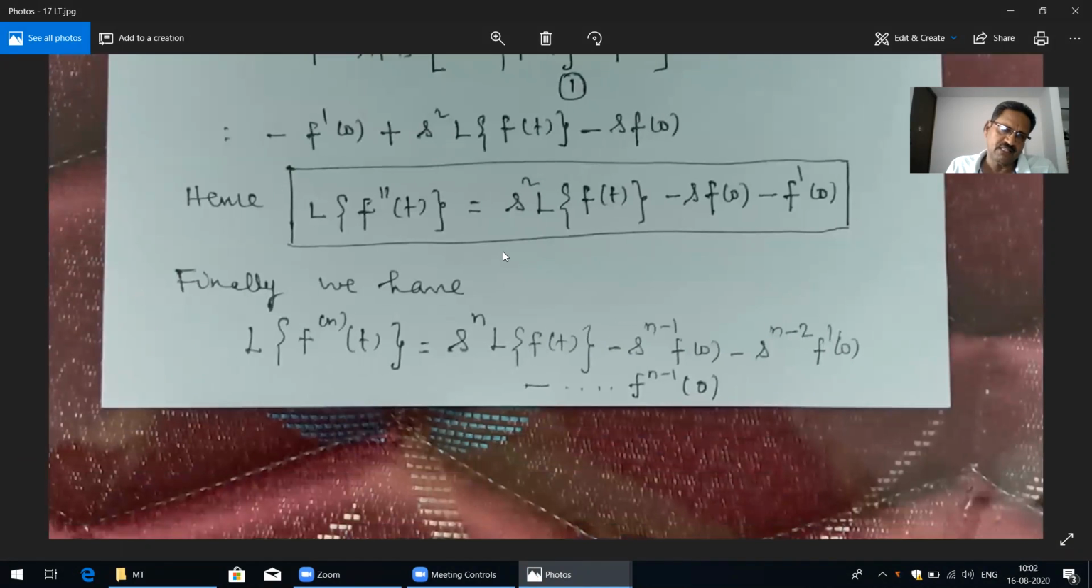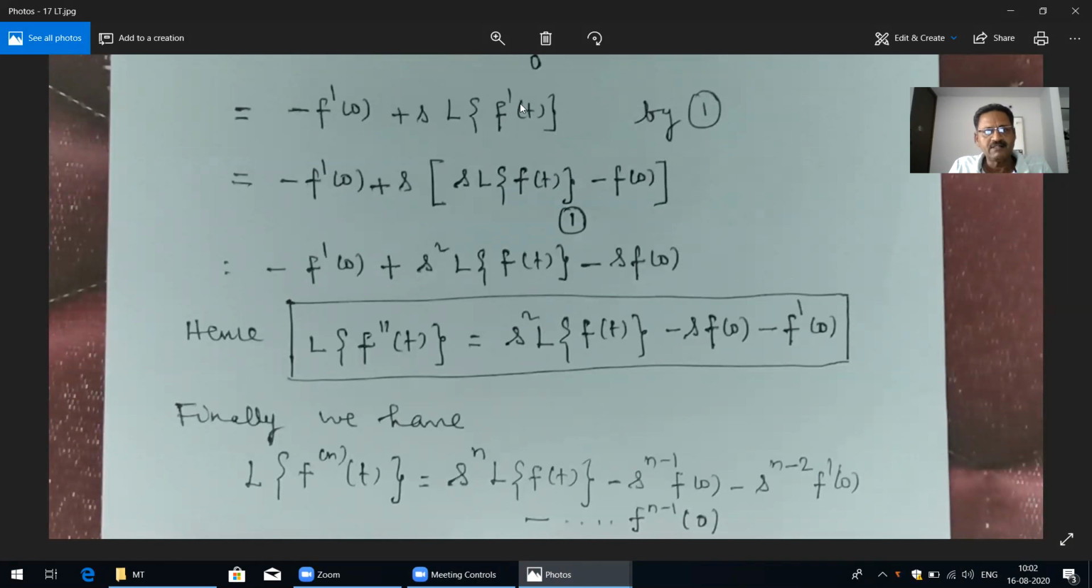Continue this process. Finally, you get the Laplace transform of f n of t equal to s power n times the Laplace transform of f of t minus s power n minus 1 times f of 0 plus and so on. Finally, you have f of n minus 1 of 0. So this one is nothing but the final result. So hence the concept. You clear now? This one is also very important.